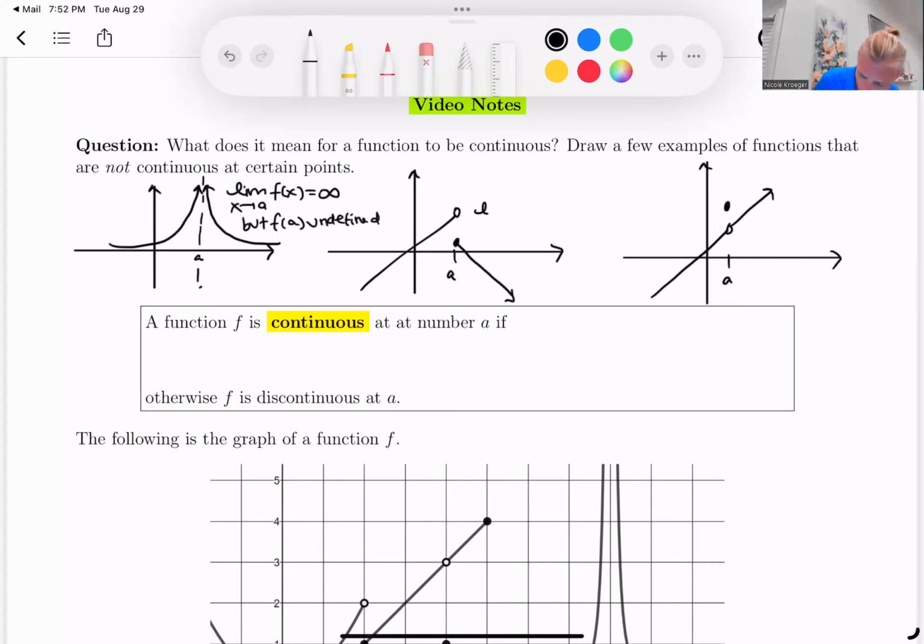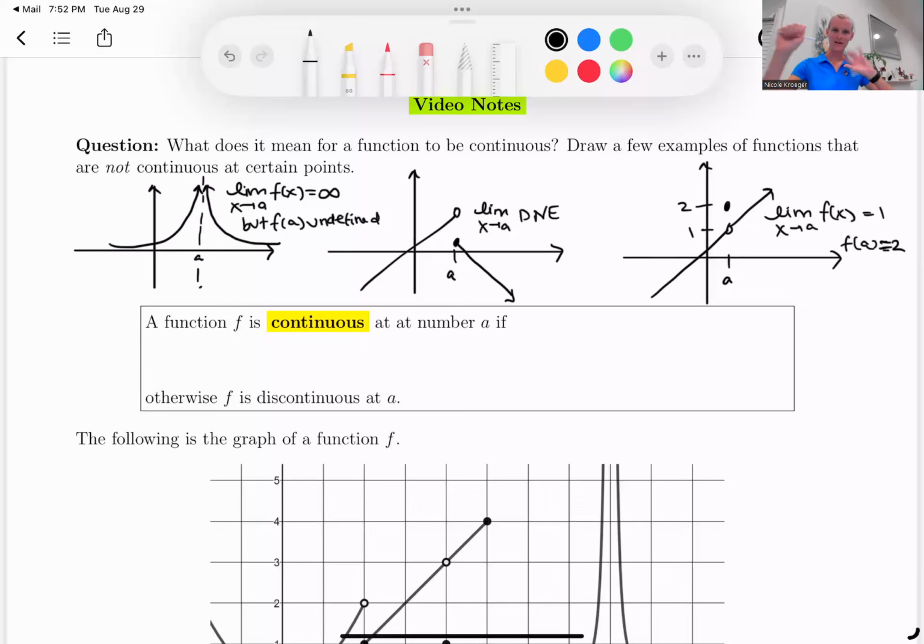This one here, that limit as x approaches a does not exist. Here, this limit exists. Maybe this value is 1 and this value is 2. So the limit is 1, but the value of the function is 2 at a. So the limit and the function disagree. If the value of the limit agrees with the value of the function, then our function's continuous.